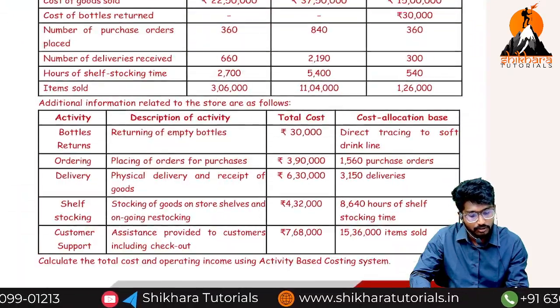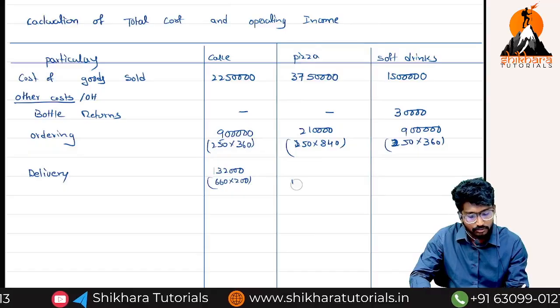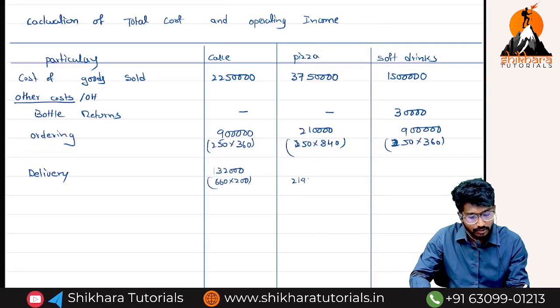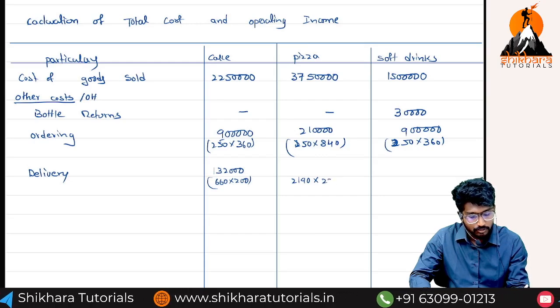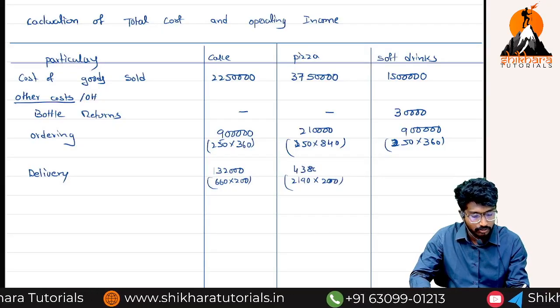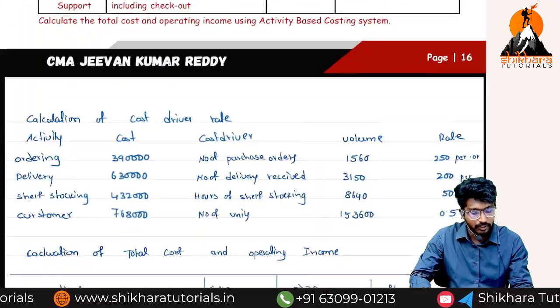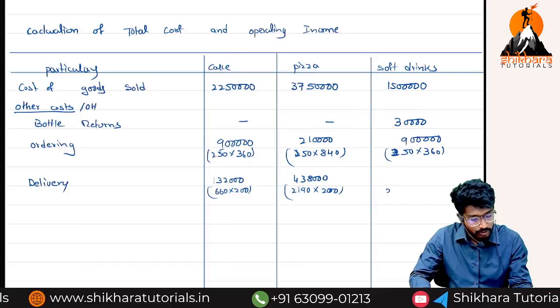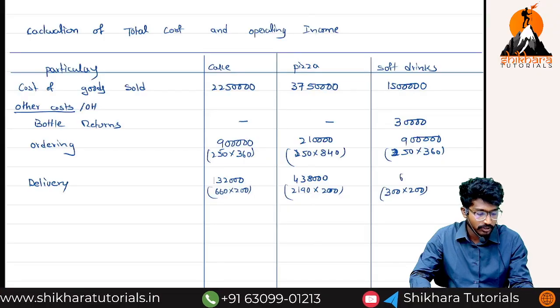1200 and 2190. 2190 into 200, 4,38,000. Next, for soft drinks 300. 300 into 200, 60,000.